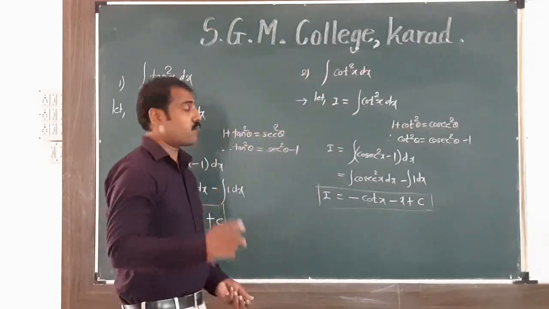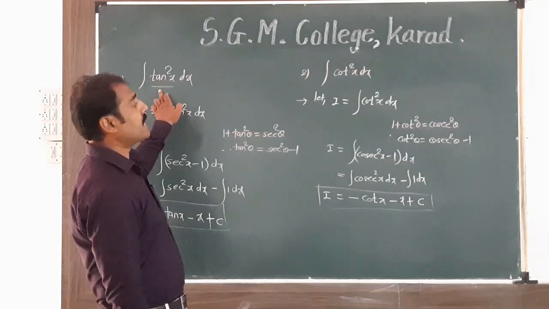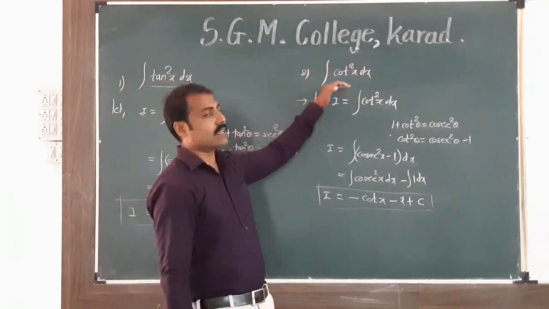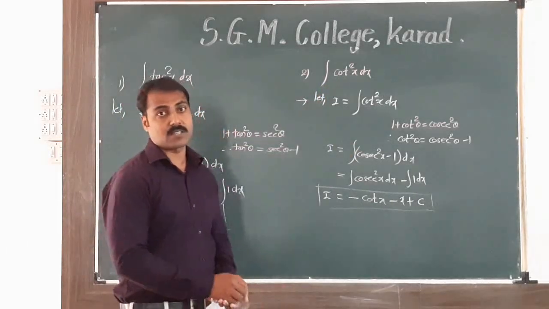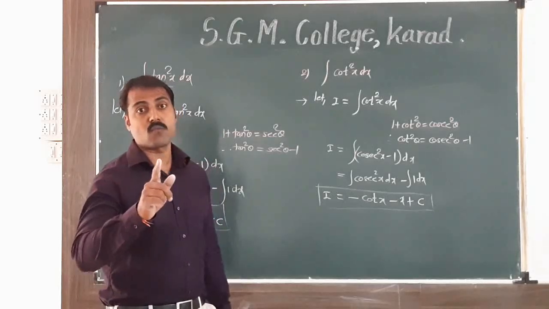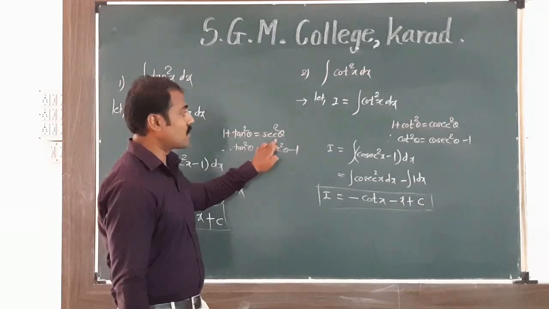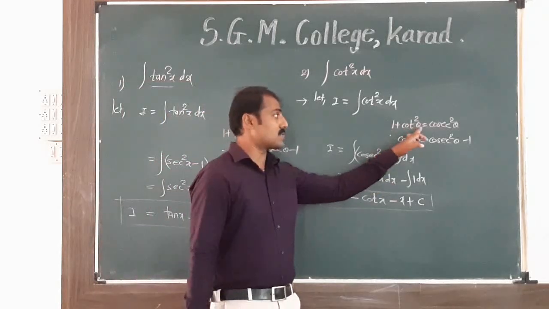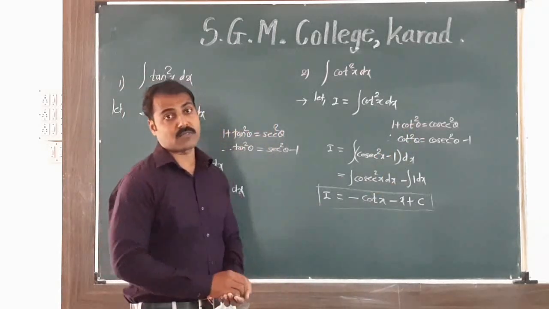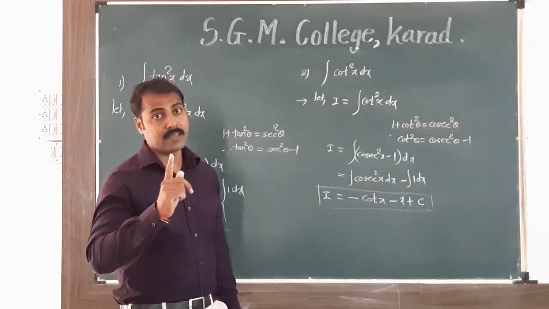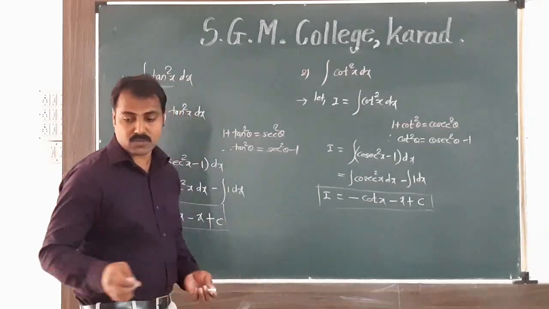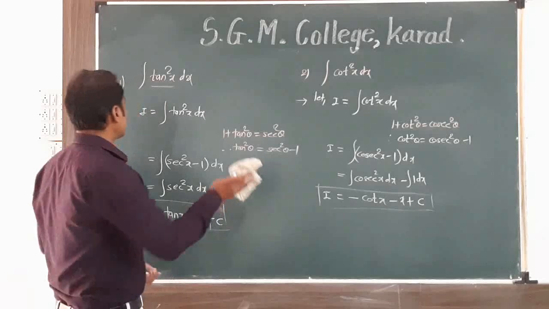Okay. Remember one thing, for evaluating integration of tan square x and integration of cot square x, we use fundamental identities. That is 1 plus tan square theta is equal to sec square theta and 1 plus cot square theta is equal to cosec square theta. Remember it. Okay. Now we are going to solve another example.